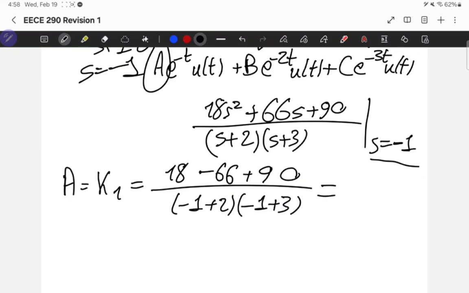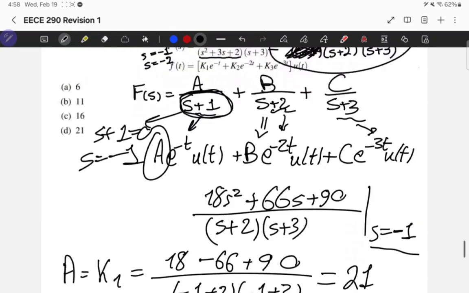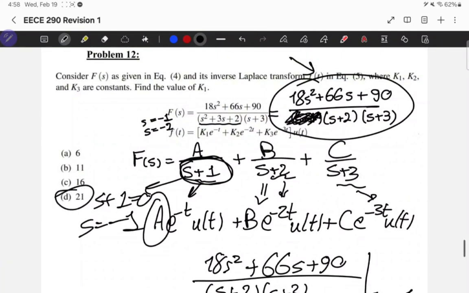If I do my calculation, 18 minus 66 plus 90 over 2 over 1 times 2, this is equal to 21. If I go to my options, I find 21 is option D.